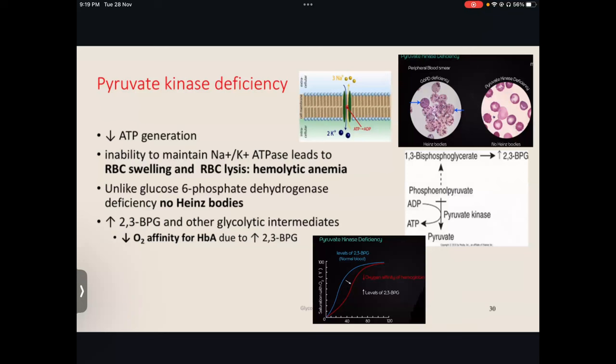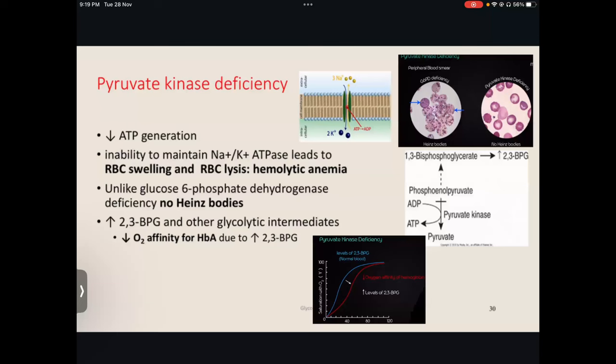Now, when you compare it to a different kind of enzyme deficiency, which is glucose 6 phosphate dehydrogenase, this must have been either taught to you in a different lecture, or it will be taught to you in a future lecture, but this is not one of the objectives of this PAL.